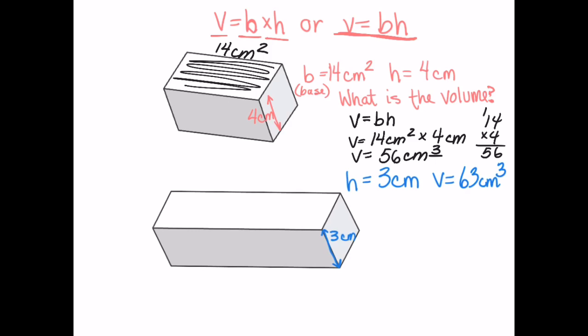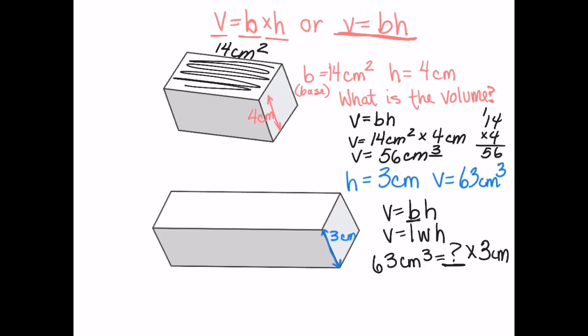So this one here, we know that volume equals base times height. We also know that volume equals length times width times height. Well, what if we knew the volume, which is 63 centimeters cubed, and we don't know the base of this one, but we do know the height, which is 3 centimeters. How could we figure this one out? So let's have a look.